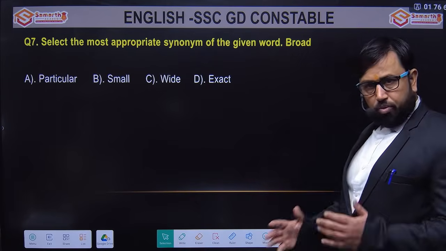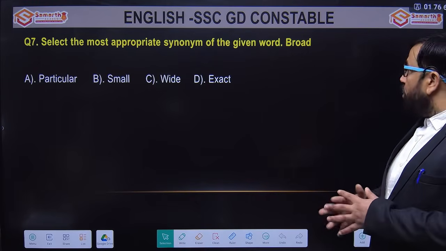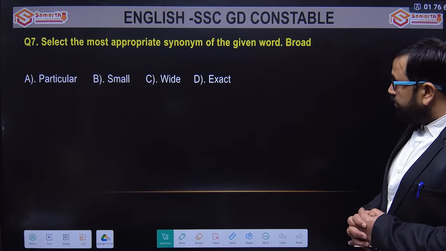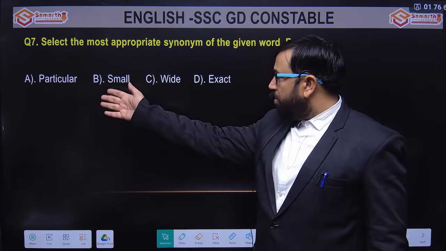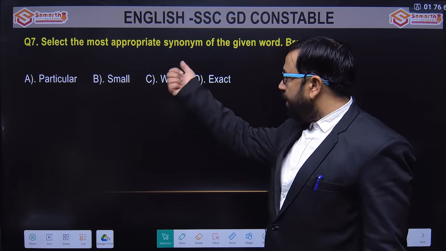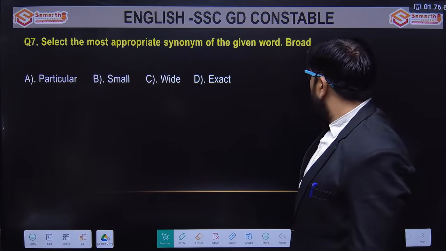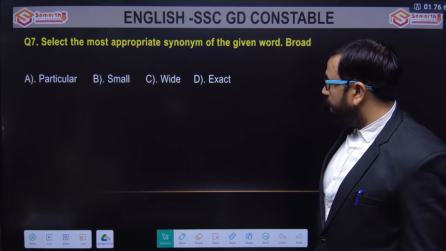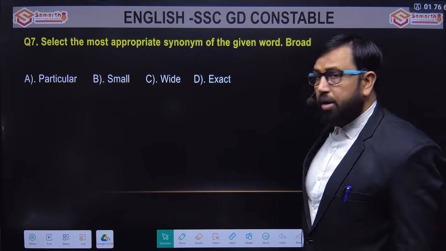So broad matlab large scale, ठीक है, बड़े बड़े level पे, broad level पे. So options small तो हो नहीं सकता obviously. Particular is not making sense. So wide is the most relevant word here. So the answer would be option C, wide. ठीक है, broad the synonym है wide.